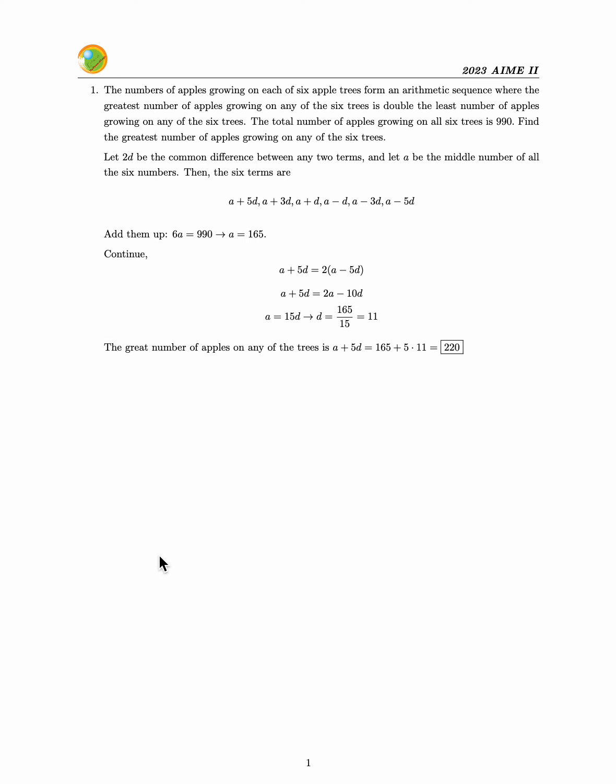Now let's go on to number 2. Number 2 says that recall that a palindrome is a number that reads the same forward and backward. Find the greatest integer less than 1000 that is a palindrome, both when written in base 10 and when written in base 8, such as 292, which is equal to 444 represented in base 8.